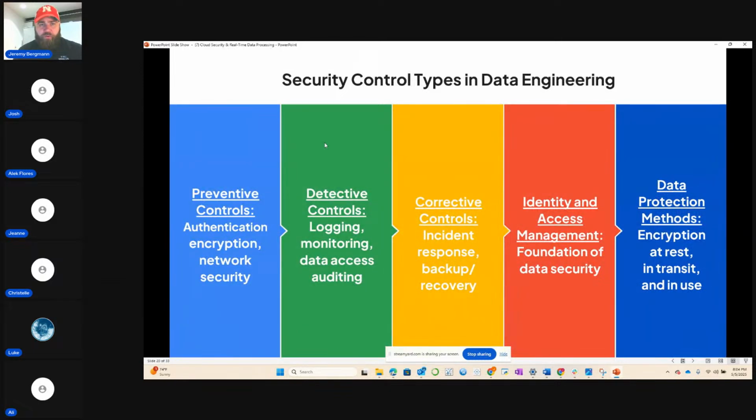Okay. So security control types in data engineering. This is a classification of different controls that you can put on data or systems. So you have preventative controls: authentication, encryption, and network security. These are ones that prevent access from being granted or not granted to people. It keeps the wrong people out of the systems and gives the right people access to the systems.